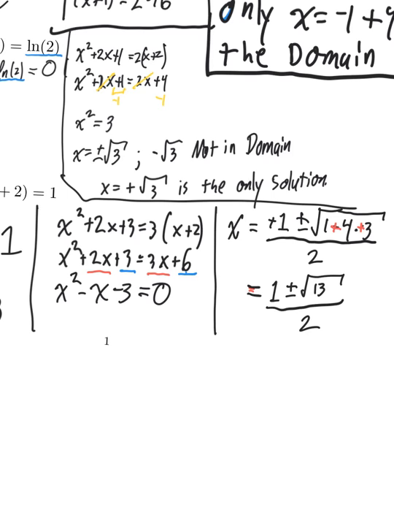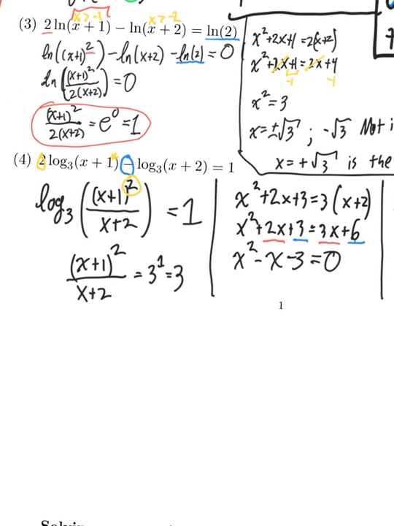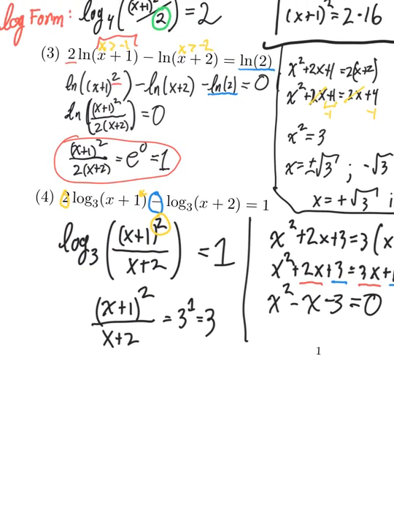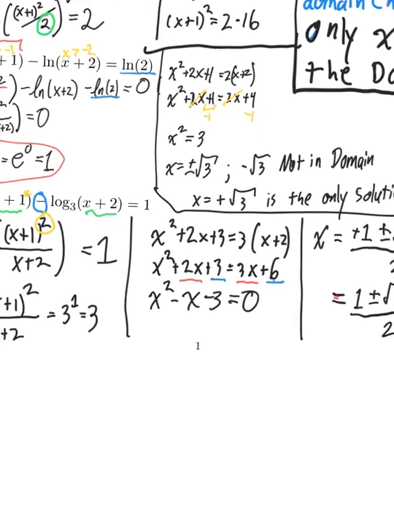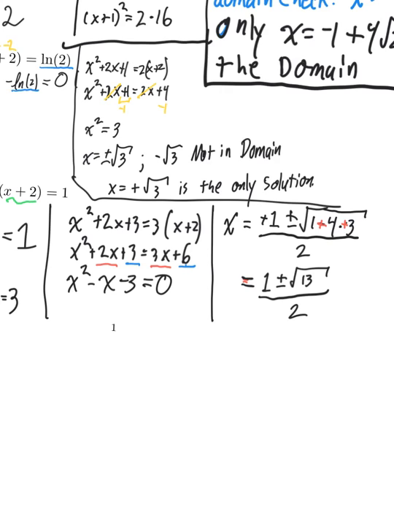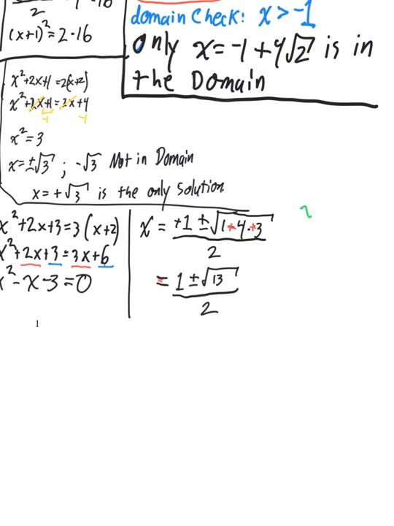Let's try to decide if they're valid solutions. So what are the constraints? This bit says x has to be bigger than negative 1. This bit says x has to be bigger than negative 2. So take the weakest of the two of them. x has to be bigger than negative 1. So I know that x has to be bigger than negative 1.